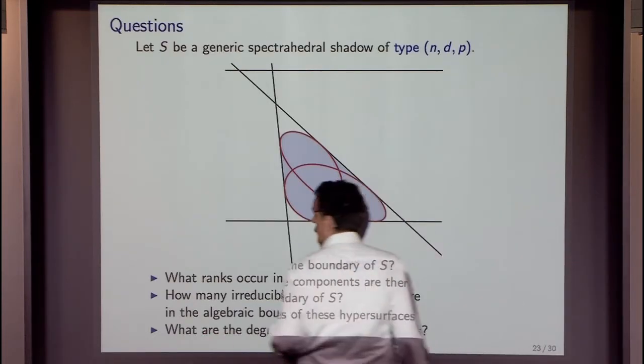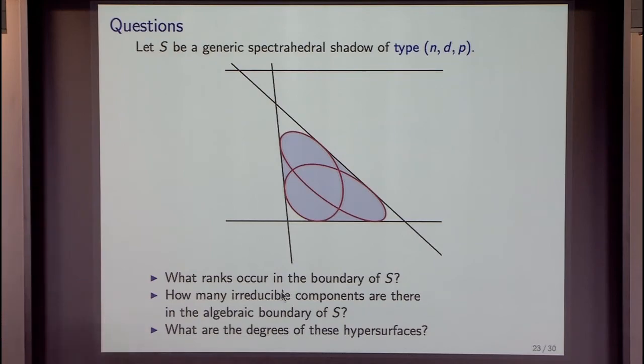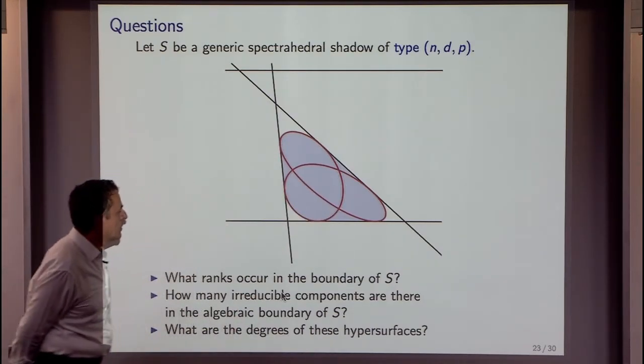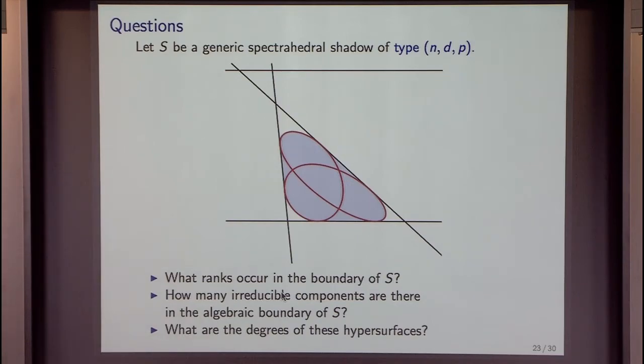So here are the questions I like to address in the remaining 10 minutes maybe. I will not go over time too long. Let's look at a generic spectrahedral shadow of type n, d, p. n is the size of the matrix. d, for downstairs, is the downstairs dimension. And p, for projection, is the codimension of the map. So here's an example. This convex hull of this red curve is an example of a spectrahedral shadow in the plane that we will analyze in a moment.